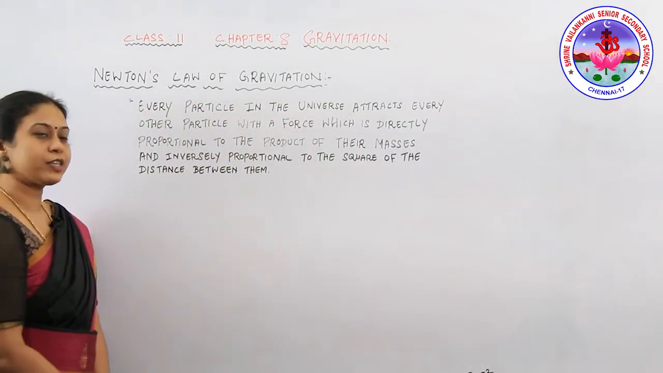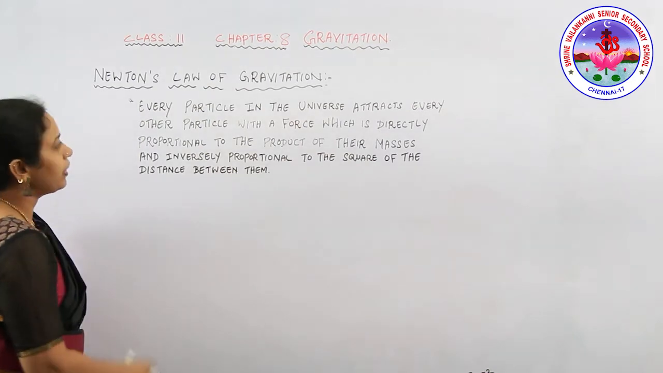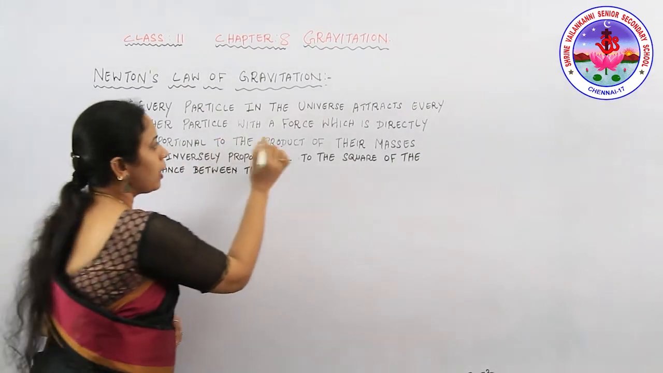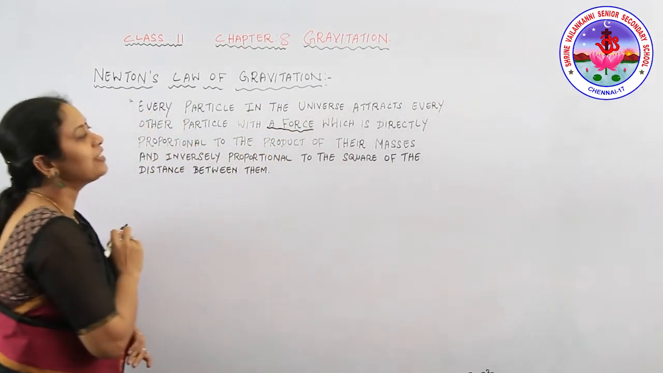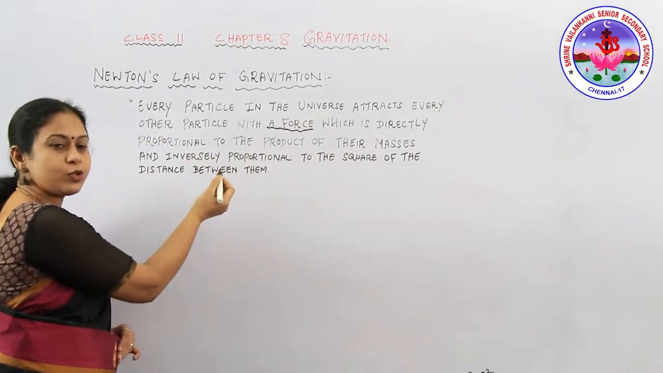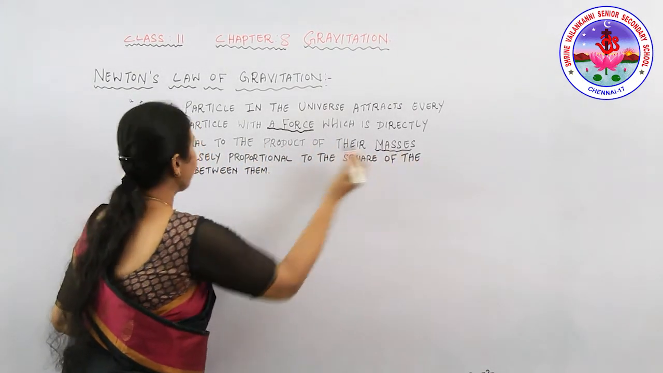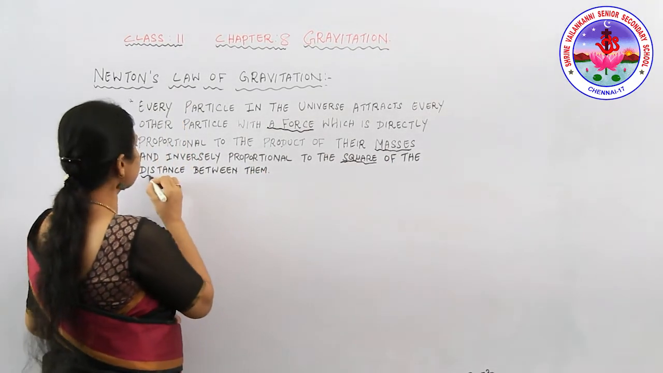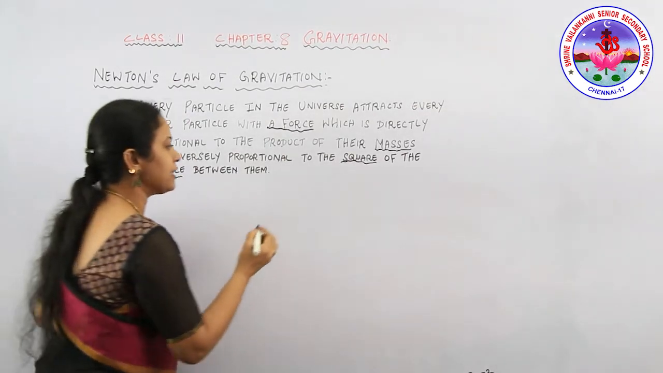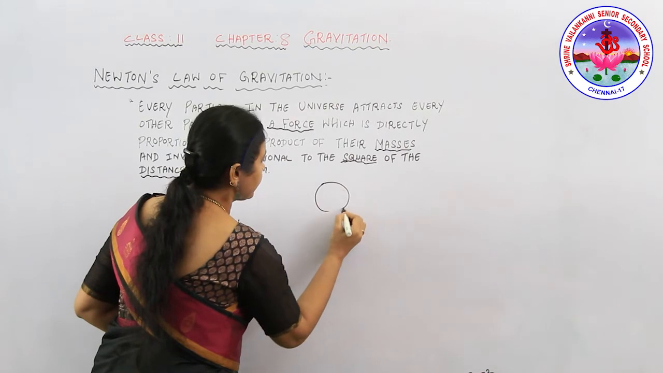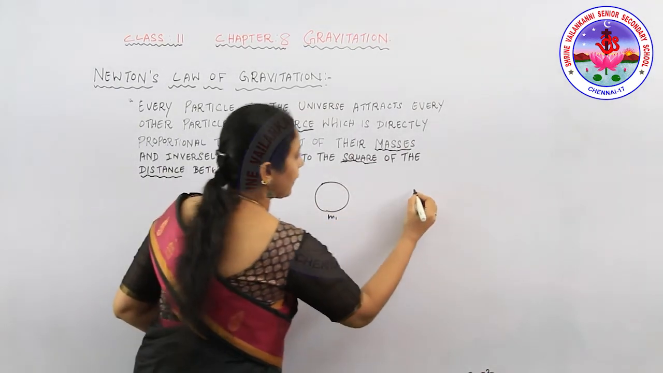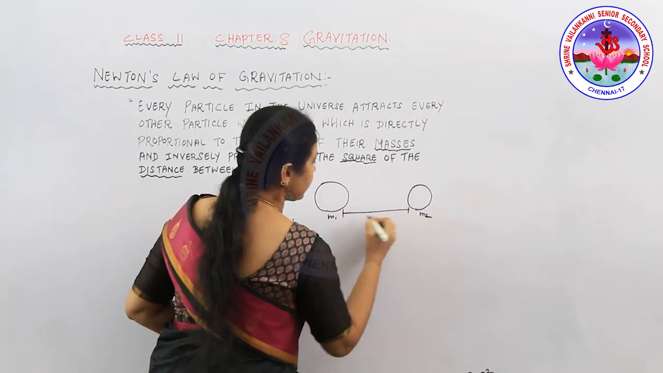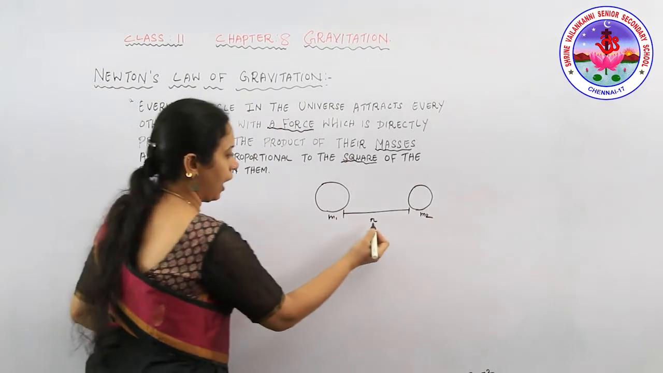Newton's law of gravitation. The statement says, every particle in the universe attracts every other particle with a force of attraction which is directly proportional to the product of their masses and inversely proportional to the square of the distance between them. See, you can consider two masses. We can take them as m1 and m2. These are the two masses, separated by a distance r.